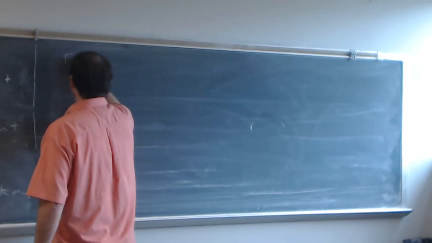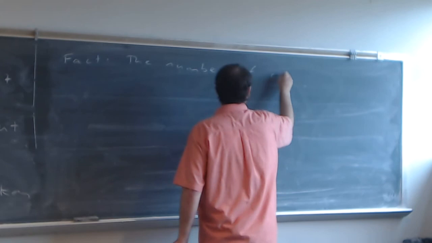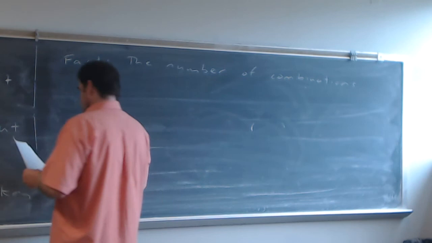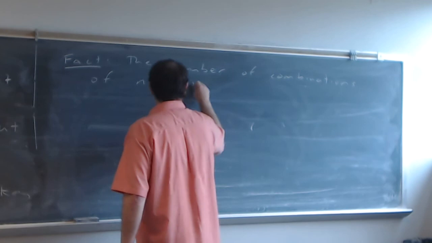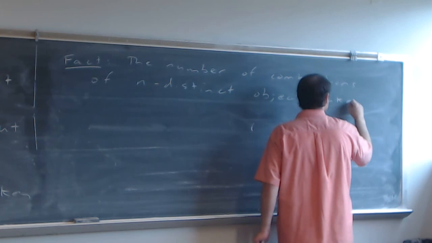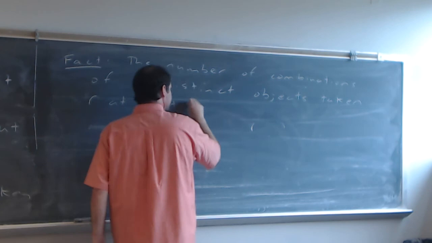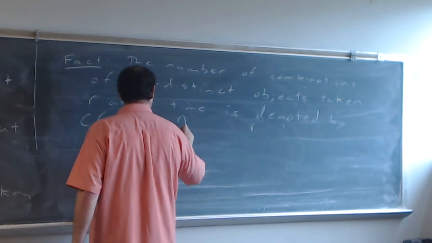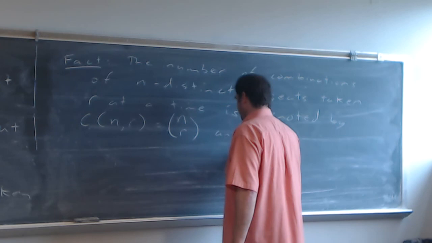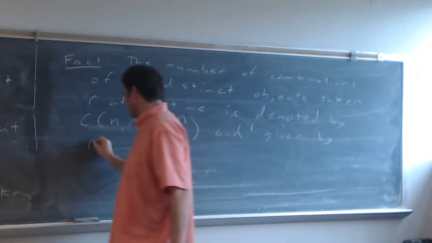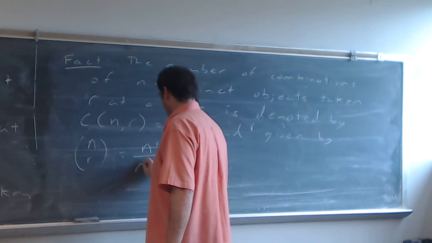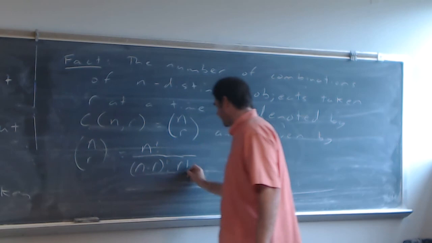The number of combinations of N indistinct objects taken R at a time is denoted by C(N, R), which is the same thing as being denoted by N over R in parentheses, and given by N choose R, that's the way it's read. N choose R is equal to N factorial over N minus R factorial, the same thing as the number of permutations, and then involved in the denominator is a factor of R factorial.